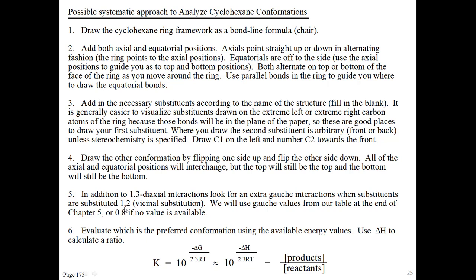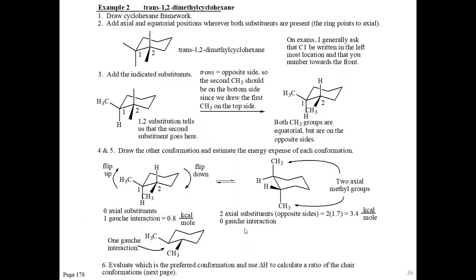Or I might tell you that the gauche interaction has a certain value, and then you'll use that value according to what I tell you. But if I don't say anything, you can just assume it's 0.8. So what you'll see is that each conformation will have an energy. And then you'll calculate that difference in energy, and that's the value you'll put into the little equation that we use to calculate the ratio between the 2 conformations based on that. Okay, so it's really delta G, but we approximate delta G as delta H.